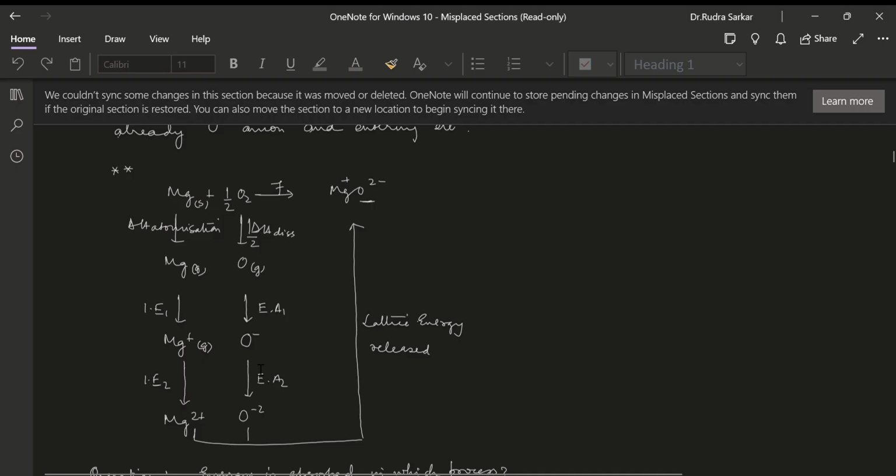And yet, if you look at the calculation, we are still forming this MgO. Why? Because when these things combine to form magnesium oxide, a huge amount of energy is released as the lattice energy, that is the formation of 1 mole of magnesium oxide from the collection of these ions. So this energy is overcoming all this to result in the formation of this. Understood?